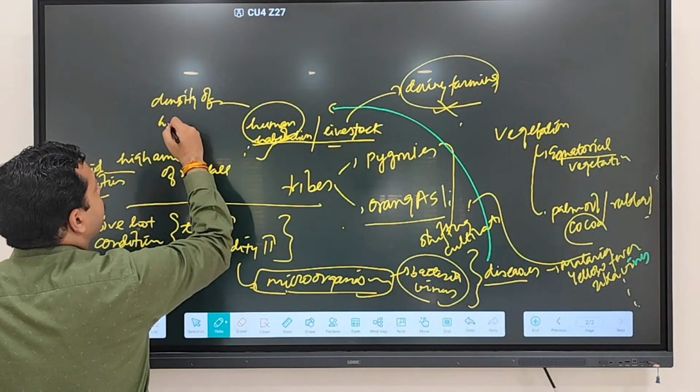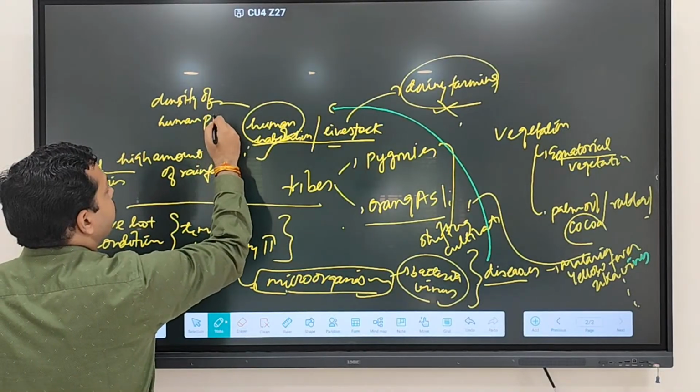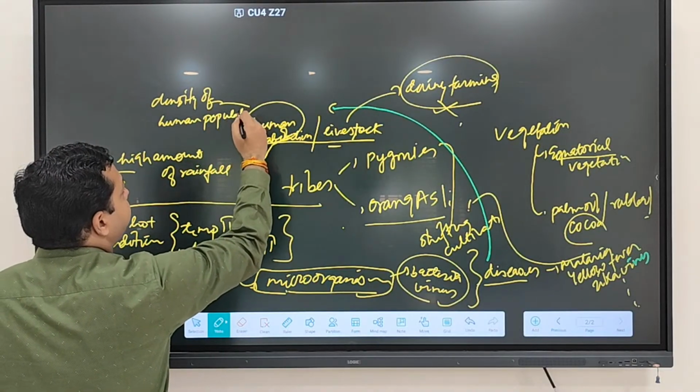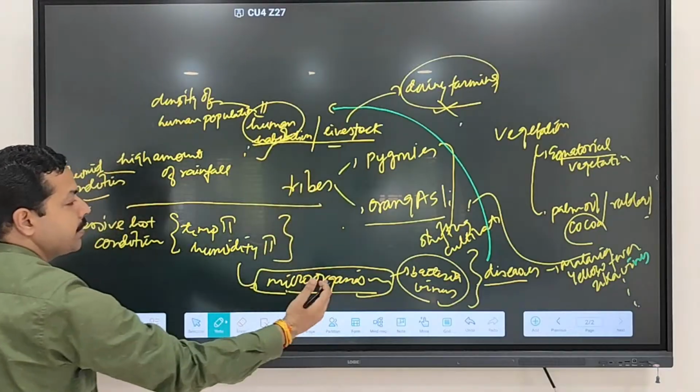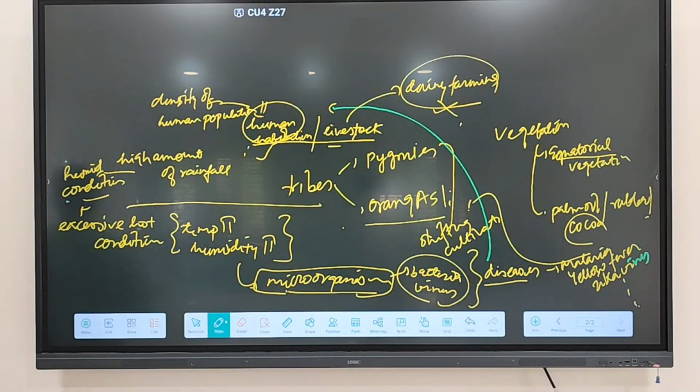The density of human population is less over here. Only the tribes that have grown over there, the original native people who have lived here, are found more in this particular region. Density of human population is less in this region. Fine.